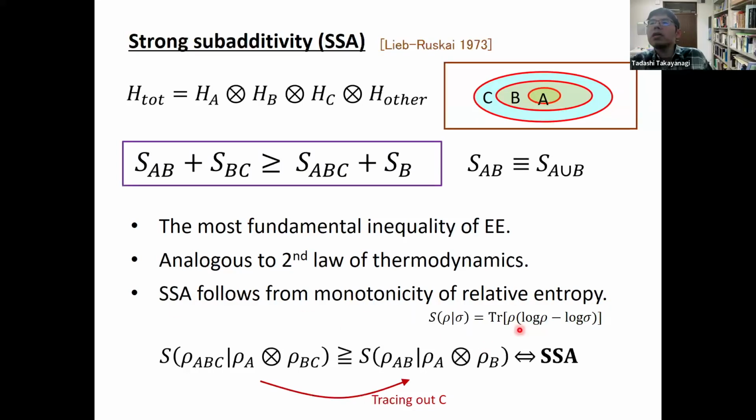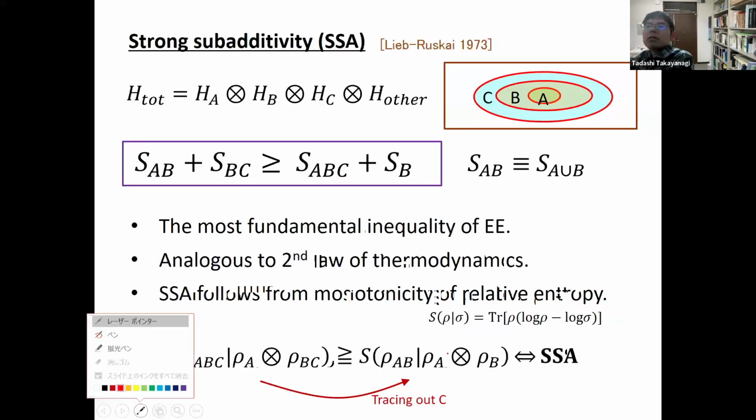Relative entropy is defined by this. It's a measure of the distance between two different density matrices, rho and sigma. This is not symmetric, but still very useful. And if rho and sigma are the same, this is just equal to 0. And we can show this is always non-negative.